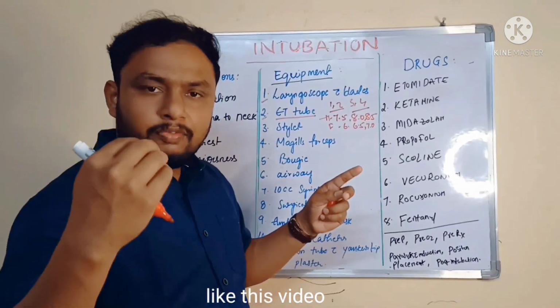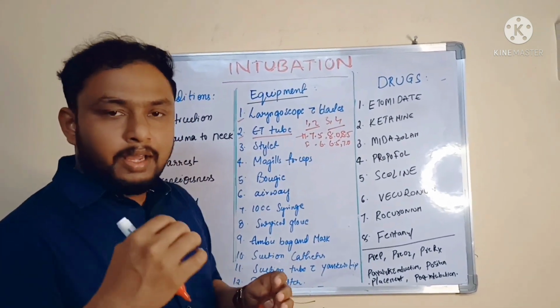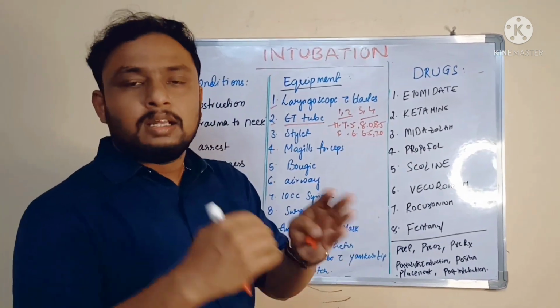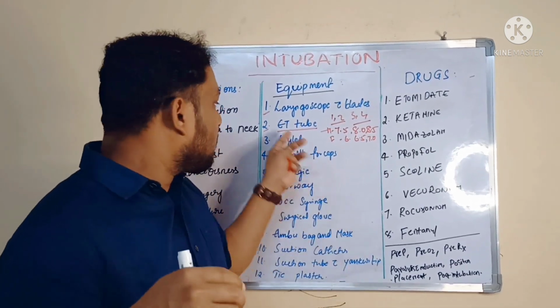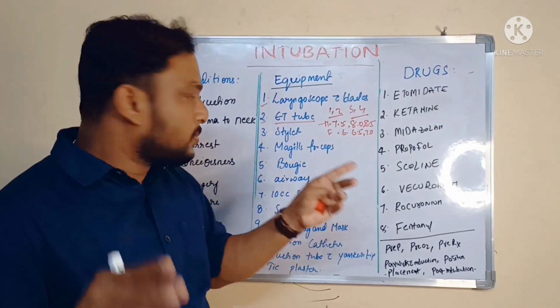For infants or children, we use sizes like 3, 3.5, 4, 4.5, 5, 5.5. For neonates there are different sizes, and for children it is based on the age and neck length. So we will use different sizes of tubes. That is the ET tube and ET tube sizes.